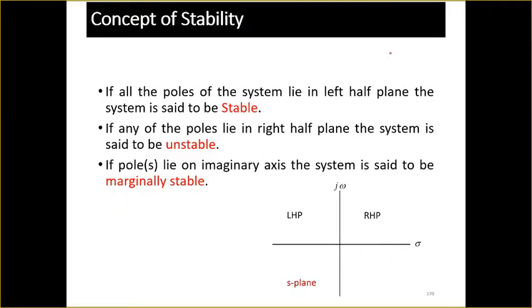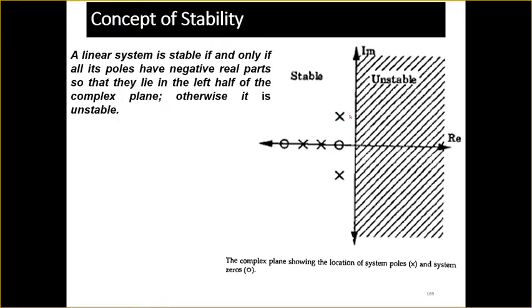Okay, I am defining here. You can see if all the poles are lying in the left hand side, then you can say the system is stable, or you can say the poles have negative real parts. Why it is called the negative real parts only, we will discuss.